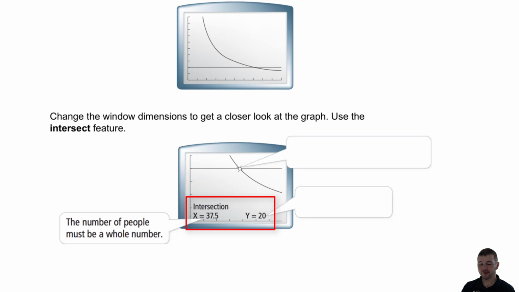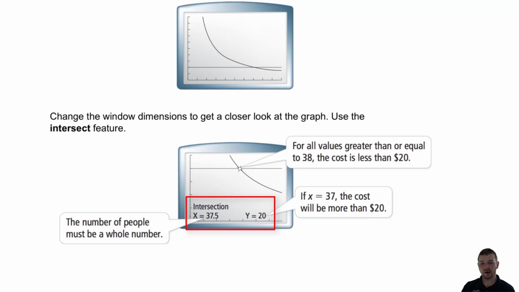If we round down to 37, we wouldn't have enough students to make the cost per student under $20. And that's shown here. If x equals 37, the cost will be more than $20. So we can state, for all values greater than or equal to 38, the cost is less than $20. And our final answer, in a complete sentence, is at least 38 students must ride the bus.